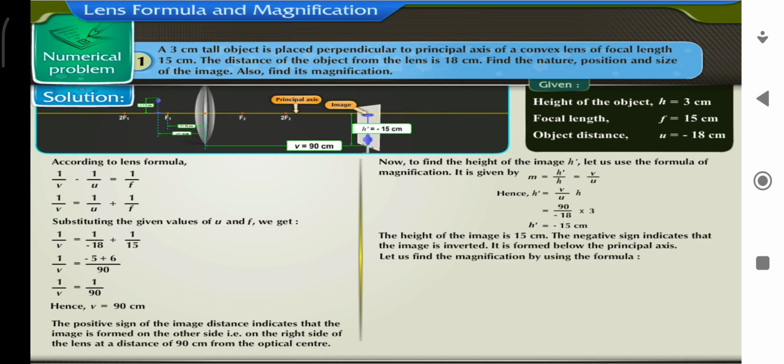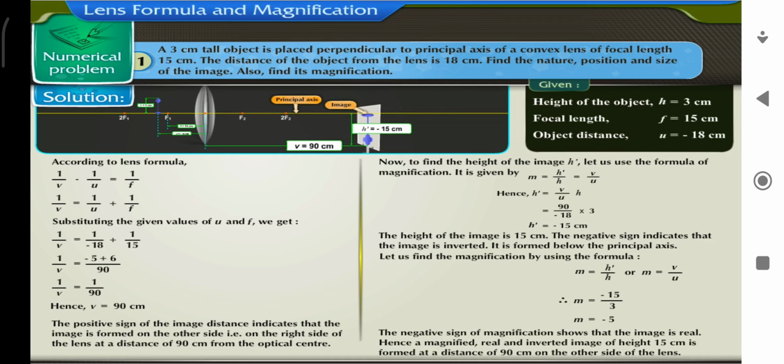Let us find the magnification m using m is equal to h dash divided by h, or m is equal to v divided by u. Therefore, m is equal to minus 15 divided by 3. Therefore, m is equal to minus 5. The negative sign of magnification shows that the image is real. Hence, a magnified, real and inverted image of the height 15 cm is formed at a distance of 90 cm on the other side of the lens.